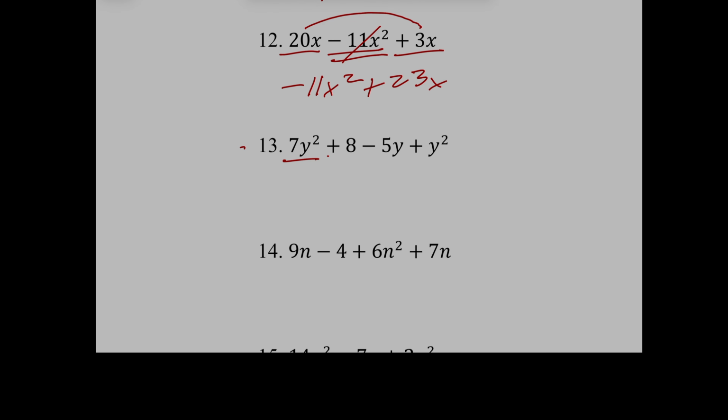Okay? Let's go on to number 13. I have a y squared. I have a number. I have a y. And now I have a y squared. Well, that's my single underline, just like this guy over here. All right, well, I want to start with y squared, so let's combine them. What's 7y squared plus y squared? Well, remember, that's a 1, right? So that's just 8y squared. Then these have no friends, so I copy them, but I want to start with my negative 5y, and then I want to finish with my plus 8.